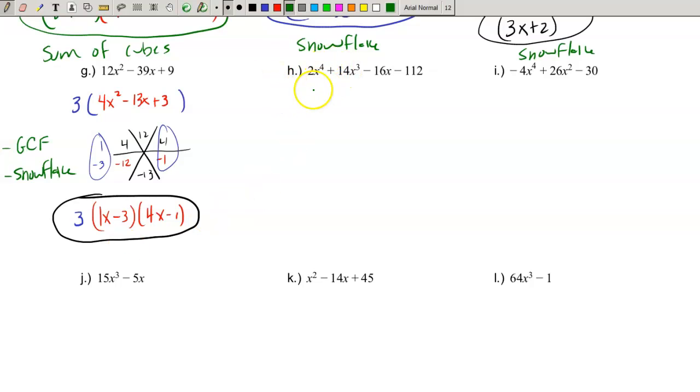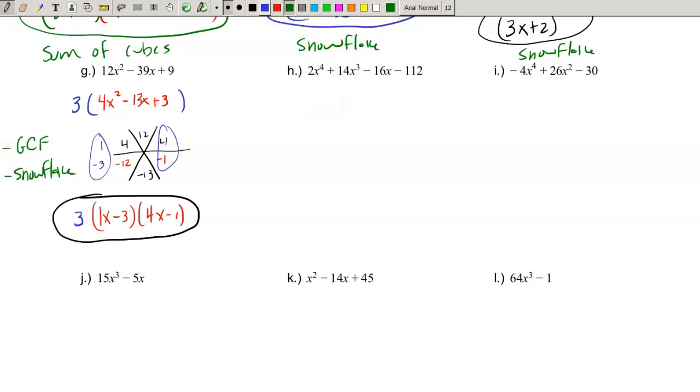All right, H. We're looking at H. We have 4 terms here. So I'm going to try grouping here. We're going to try grouping, and also note here that we do have a common factor. Everything can be divided by 2.